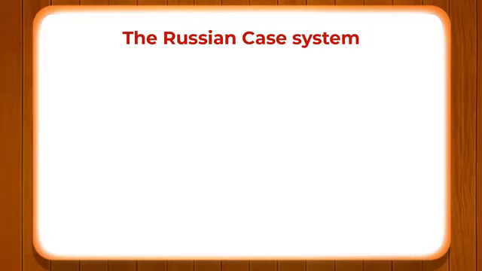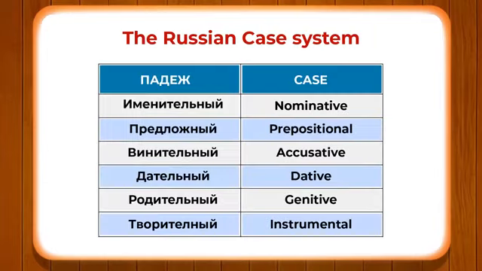Именительный падеж. Падеж is the word for case in Russian. Именительный падеж is the nominative case. Предложный падеж, prepositional case. Винительный, accusative case. Дательный падеж, dative case. Родительный падеж, genitive case, and творительный падеж, instrumental case.